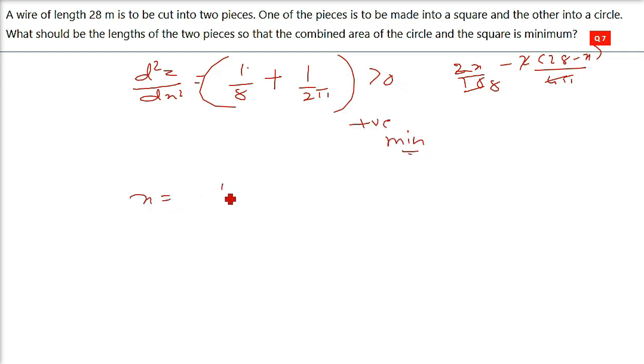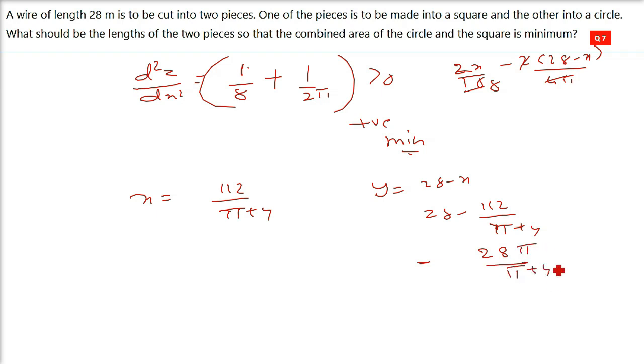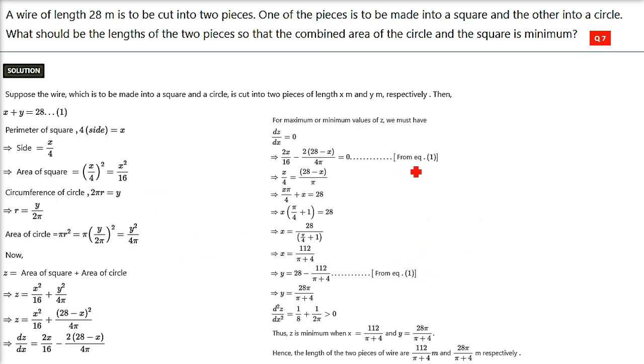So what was x? If you remember, it was 112 by pi plus 4. And in order to get y, it's simply 28 minus 112 by pi plus 4, as I indicated earlier also. And these are the final values which you can write. This has come from all the discussion which we had when we started with the circle and square area combination. So these are the lengths of the two pieces which will give you the combined area as a minimum for circle and square. So this is the whole solution or the reference which you can follow in order to solve this question. And there are certain things you need to write that are mandatory for the examiner to know that you know how to solve this question.